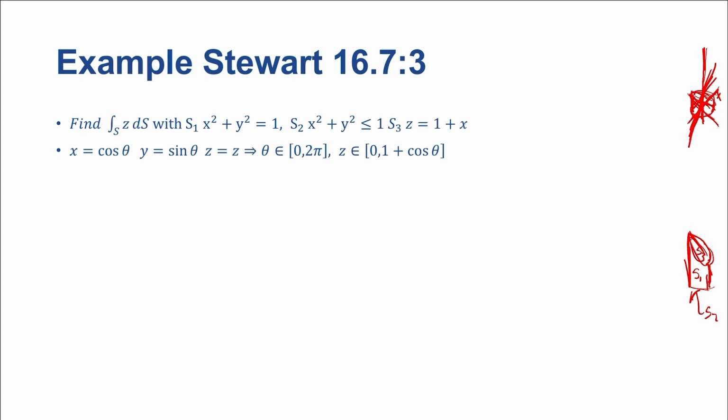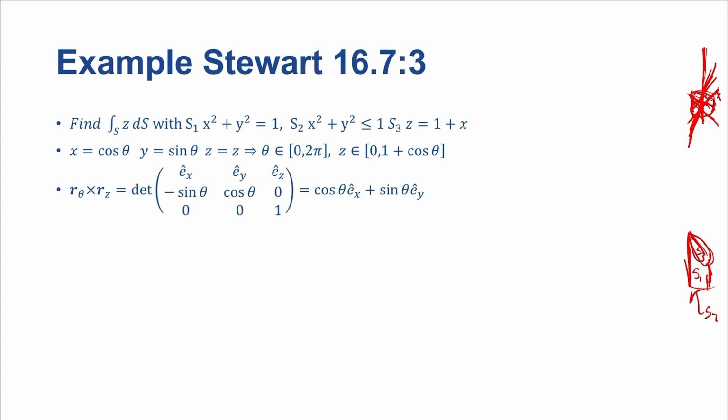If we have a cylindrical shape, then we're going to want to use a cylindrical coordinate system. So let x equal cosine theta; we're going to use polar coordinates for the bottom, and then we use z as our normal vertical component. So we get x equals cosine theta, y equals sine theta, z equals z. Theta goes between 0 and 2 pi, and z goes from 0 and stops at 1 plus x. In polar coordinates x is cosine theta, so we get 1 plus cosine of theta, so z is between 0 and 1 plus cosine of theta.